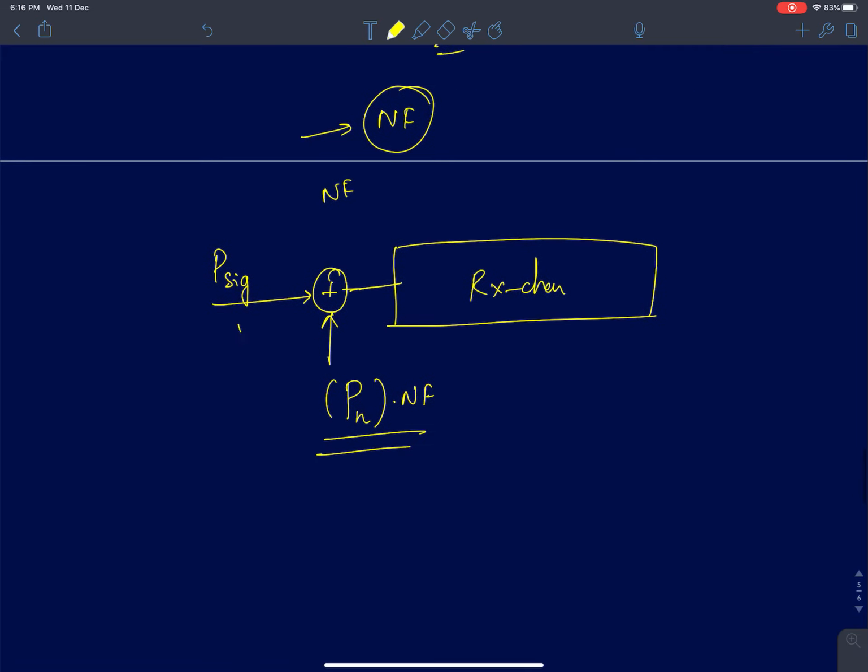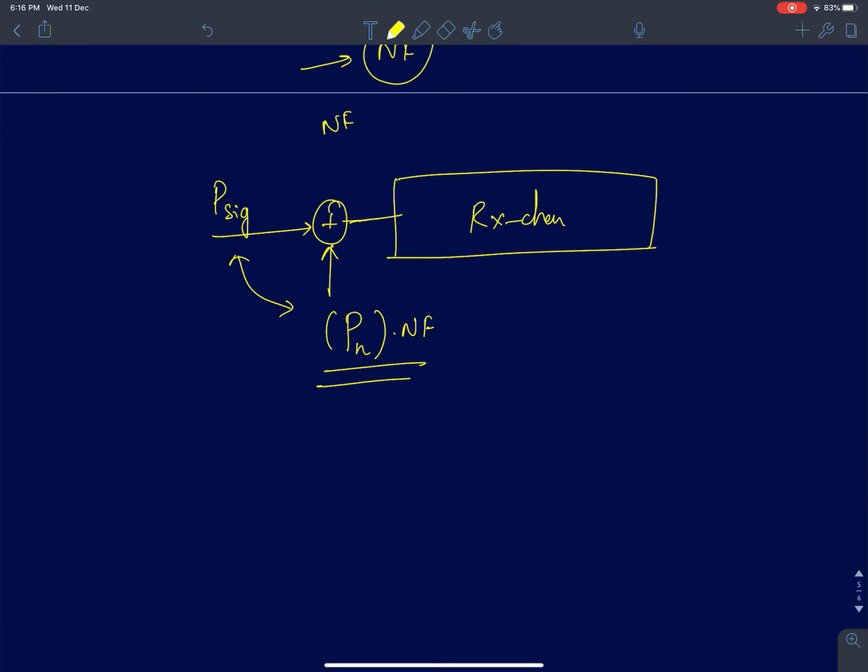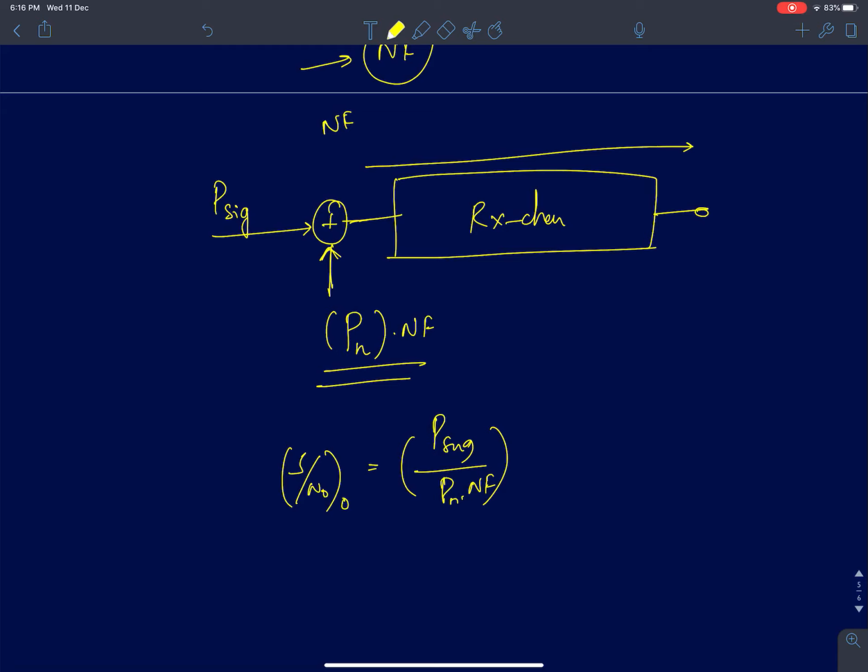The signal to noise ratio at the input, and the signal to noise ratio at the output, since both see the same gain through the RX chain, will be P sig by Pn times noise figure at the output. This is something we are aware of, right? If I don't include the noise figure, that doesn't include the noise of the receiver. This Pn will then only be the noise of the channel, the antenna radiation resistance noise. To include the receiver's noise, I'll have to multiply it by the noise figure. Again, this makes intuitive sense. We just discussed that noise figure captures by how much the noise increases as it passes through the RX chain.